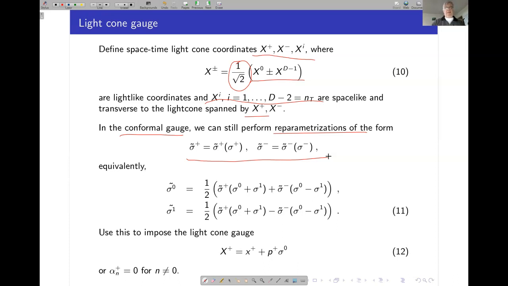Now, the idea in the light cone gauge is that before we quantize the theory, we use up this remaining freedom to impose a condition. And the condition is that the x plus component of the string should look like a particle, so no oscillator. Equivalently, we can say all alpha plus oscillators are set equal to 0.